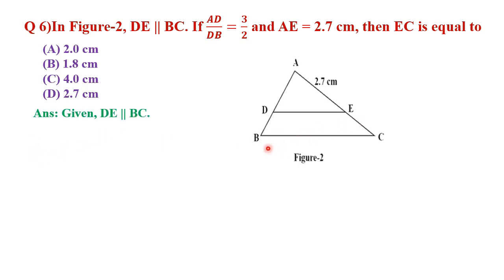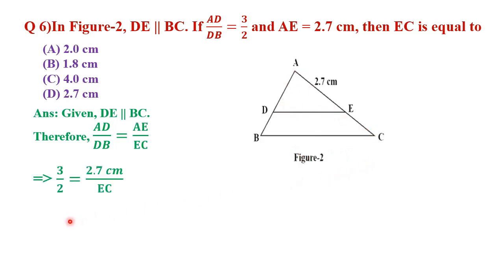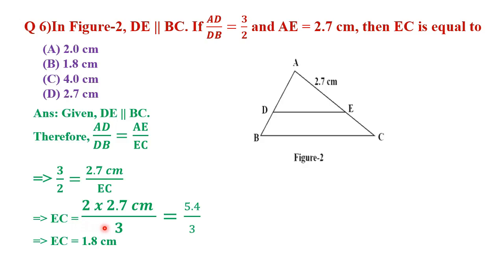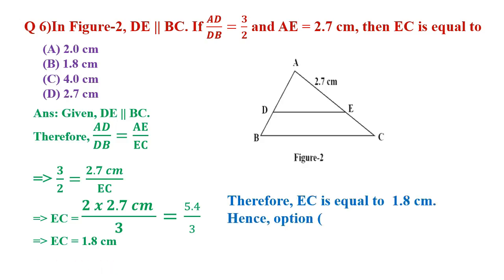Therefore, AD by DB is equal to AE by EC, which implies 3 by 2 is equal to 2.7 centimeter by EC. That implies EC is equal to 2 into 2.7 centimeter divided by 3 is equal to 5.4 divided by 3. That implies EC is equal to 1.8 centimeter. Therefore, EC is equal to 1.8 centimeter. Hence, option B is the correct answer.